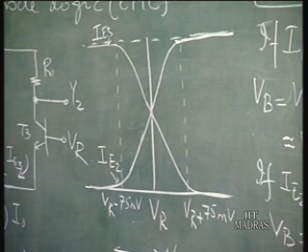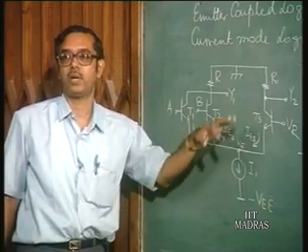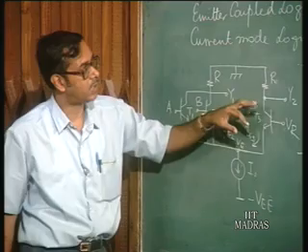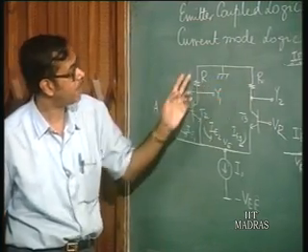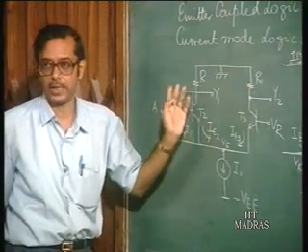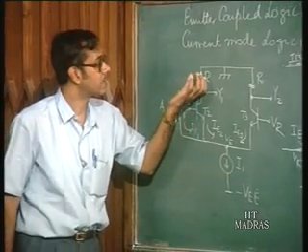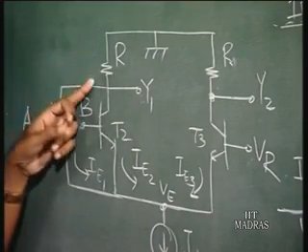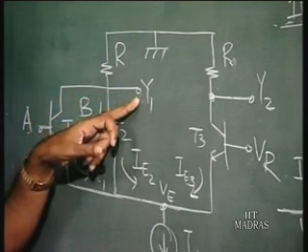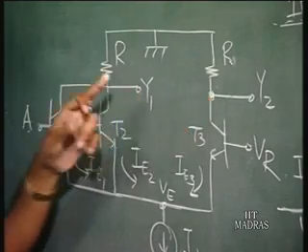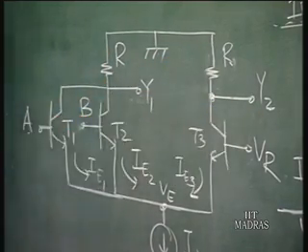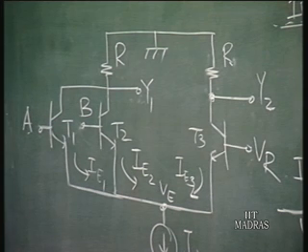So by a small change in input voltage, you are able to switch the current from one branch to the other. And when you switch the current from one branch to the other, the drop in these two resistances, the two branches, changes. When the left hand branch carries the entire current, Y1 would be low and Y2 will be high. When the right hand side carries the entire current, Y2 will be low, Y1 will be high. So you are able to change the state.